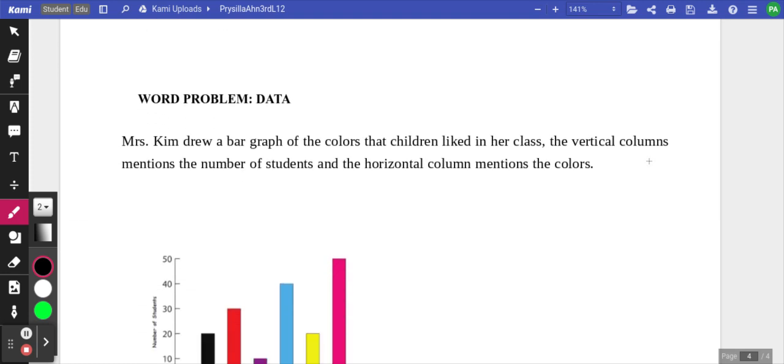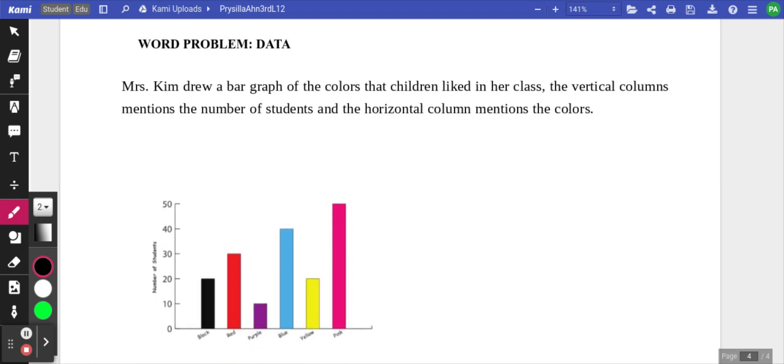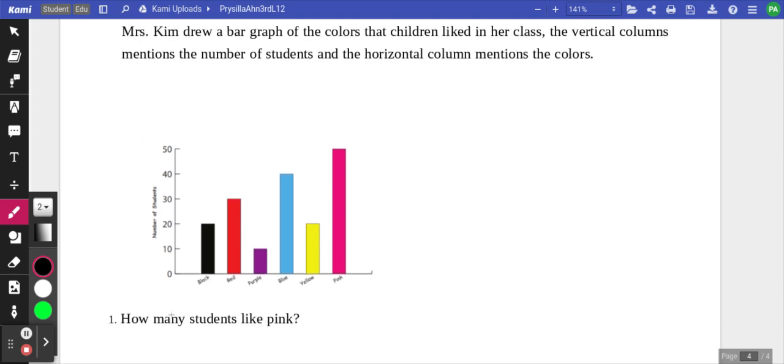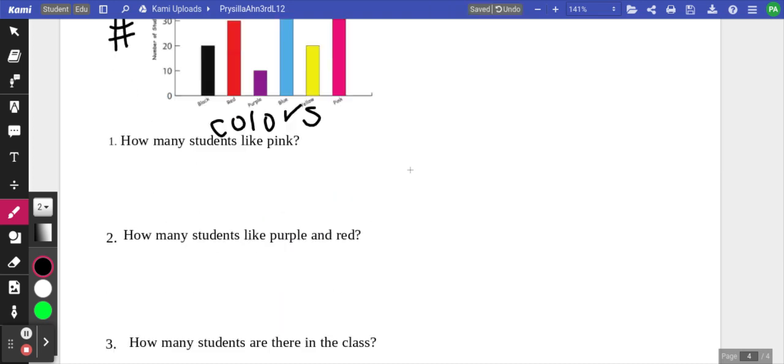And lastly, let's work on word problems. So these are word problems that involve data. So Mrs. Kim drew a bar graph of the colors that children liked in her class. The vertical columns mention the number of students and the horizontal columns mention the colors. Okay, perfect. So colors and number of students. Perfect. It's already labeled as well. So let's just do all of these.